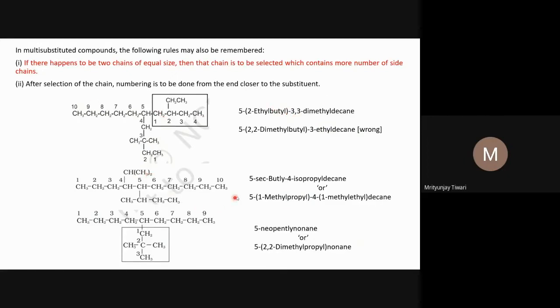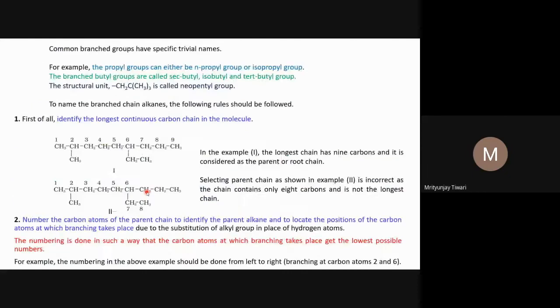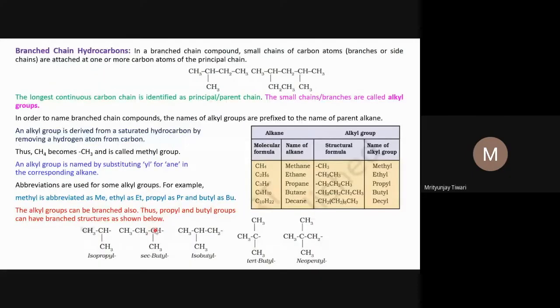Let's see other examples and how one can write the IUPAC name of this compound. These also contain branched alkyl groups. We see here the branching is at this position, and we also know this is a secondary butyl. At the secondary carbon atom, this butyl group is connected to the parent chain, and the secondary butyl group you have already seen here.